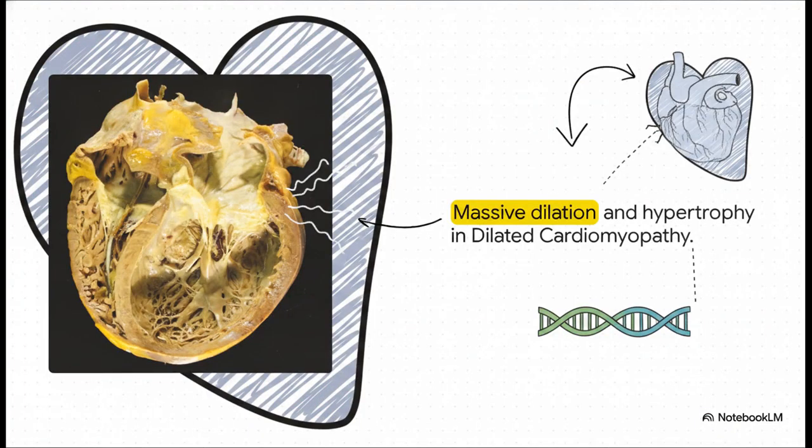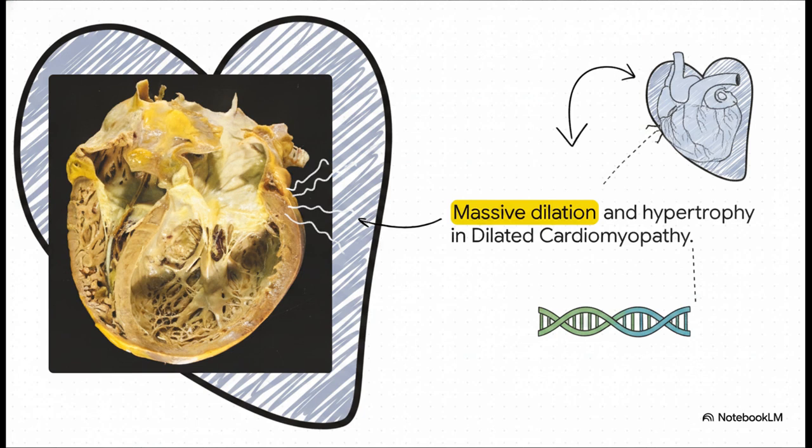Now let's see how all this builds into two distinctly different phenotypes, where the heart muscle either heavily stretches out or just completely disconnects. Looking at this gross specimen, wow, it is truly striking. You are seeing the macro-level damage of dilated cardiomyopathy, or DCM. Look at that massive left ventricular dilation.